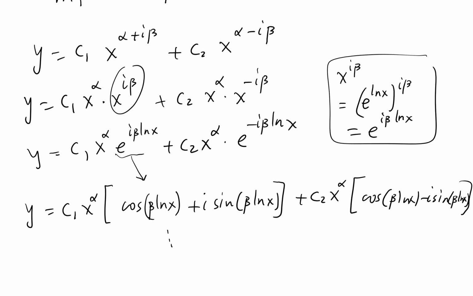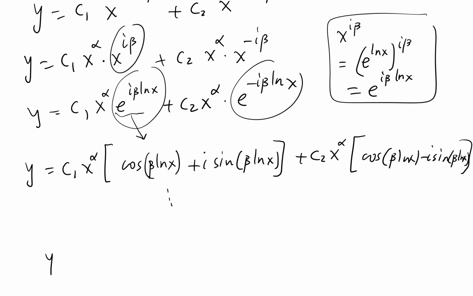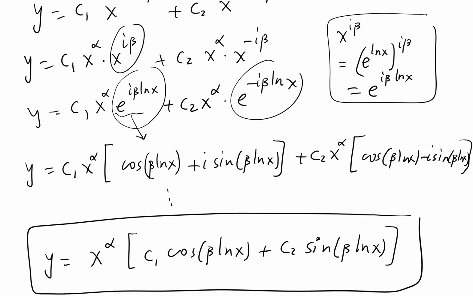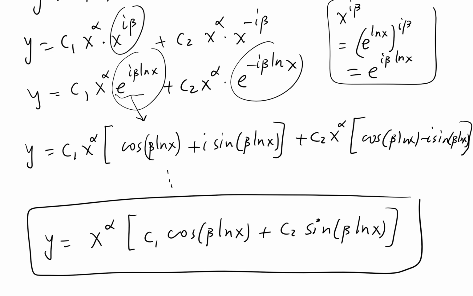And after, you can take this by itself and add them together and do the work, and then this will lead us to one solution: y equals x to the alpha times c1 cosine beta natural log of x plus c2 sine beta natural log of x. So this is the case when we have complex conjugate roots. And we will see an example of how to apply this.